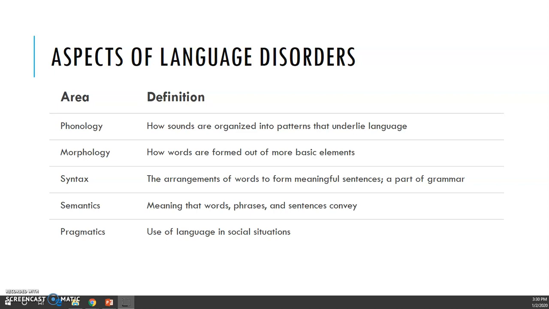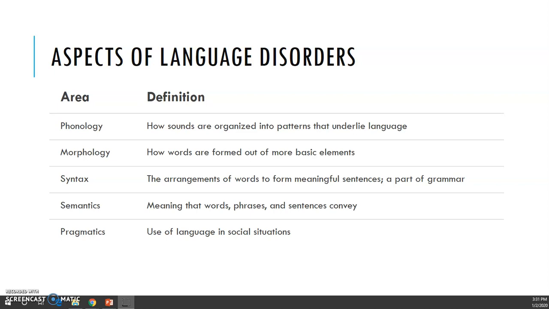Morphology is how words are formed out of the more basic elements. So once we've got our base word, how can we change that word into different words to create new meanings? And then we have syntax, that's the arrangement of words to form meaningful sentences, which is a part of grammar. This is to say Sally and Susie play ball versus play ball, Sally and Susie, or ball, Sally, Susie play, which doesn't make much sense, so it violates the terms of syntax.